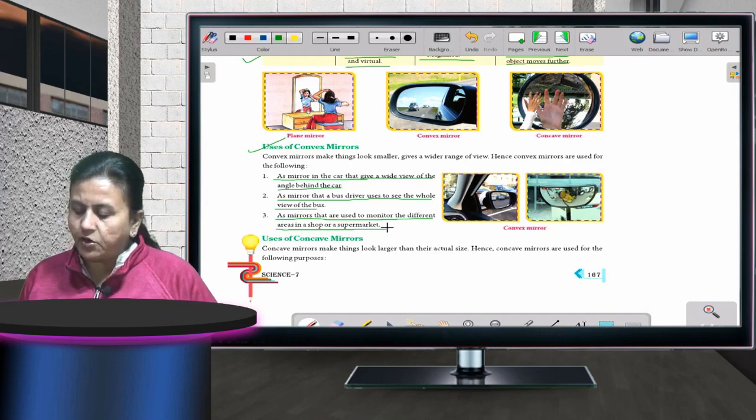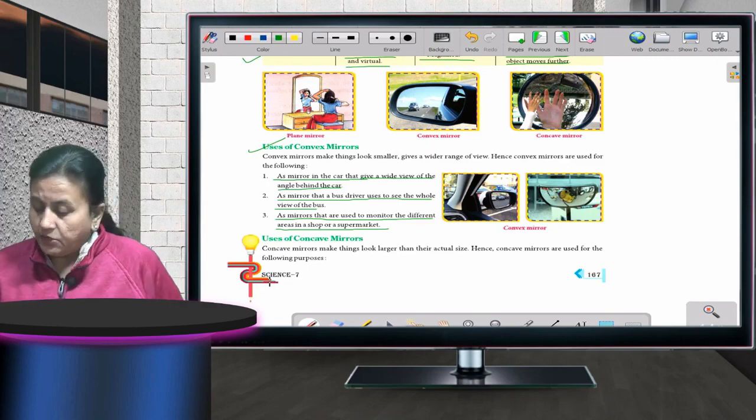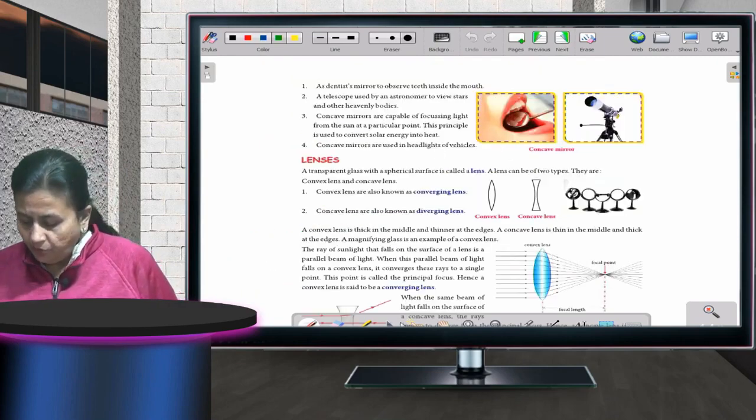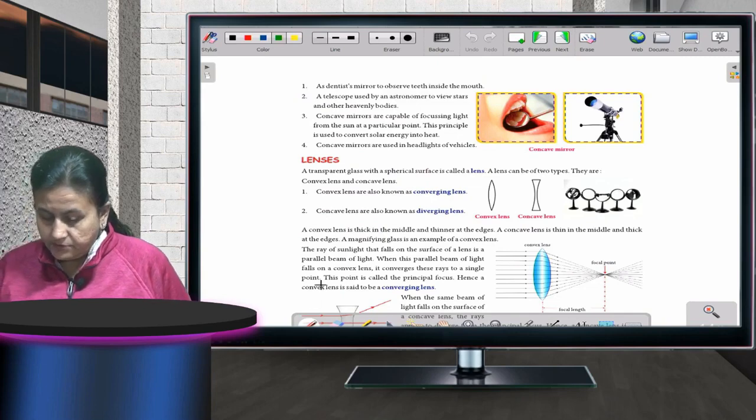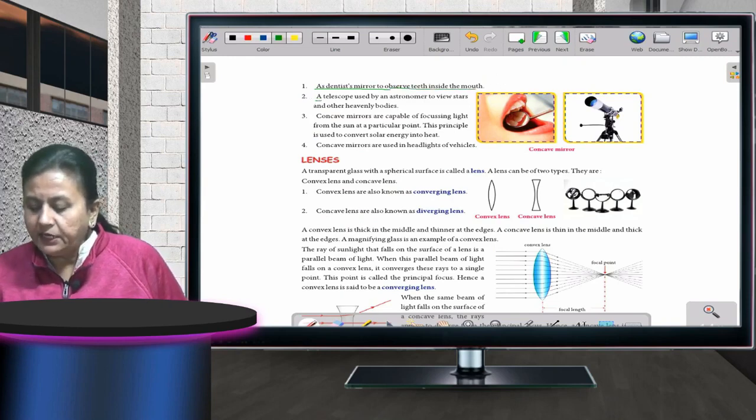Now uses of concave mirror. I'll be telling you about uses of concave mirror. As a dentist mirror to observe teeth inside the mouth. A telescope used by astronomers to view stars and other heavenly bodies. Then they are capable of focusing light from the sun at a particular point. This principle is used to convert solar energy into heat. Concave mirrors are used in headlights of vehicles also.